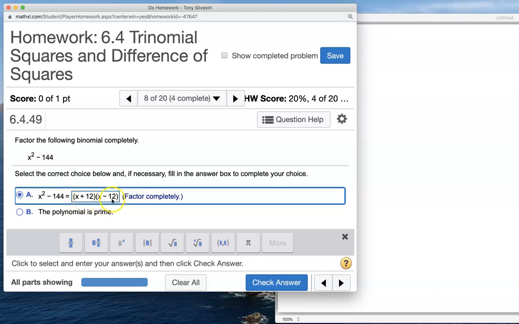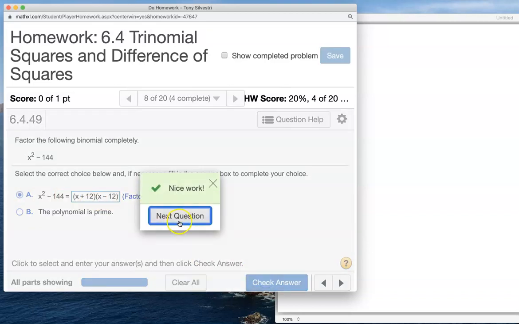If you do a FOIL, outer is negative 12x. Inner is 12x. So negative 12 minus 12 is 0x. There is no middle term. There's the answer right there. Nice work.